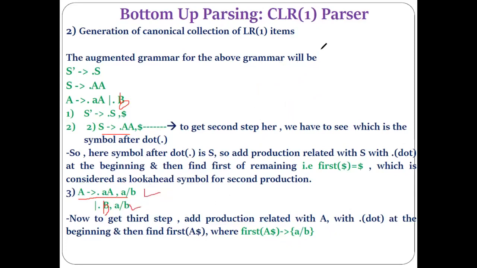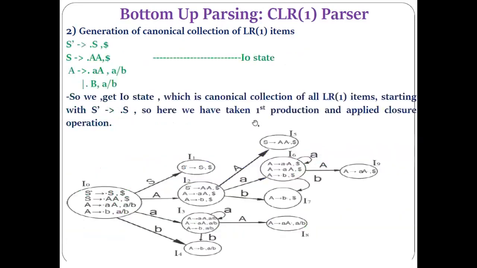So in this way we have got the LR1 items, you can easily see. So these are nothing but our final grammar with the LR1 items. This is called the LR1 items because it consists of the LR0 items plus lookahead symbols. Okay, it is a small b. So this is nothing but our I0 state in the canonical collection of LR1 items. So we get the I0 state, which is the canonical collection of all LR1 items, starting with the S dash, give the dot S.